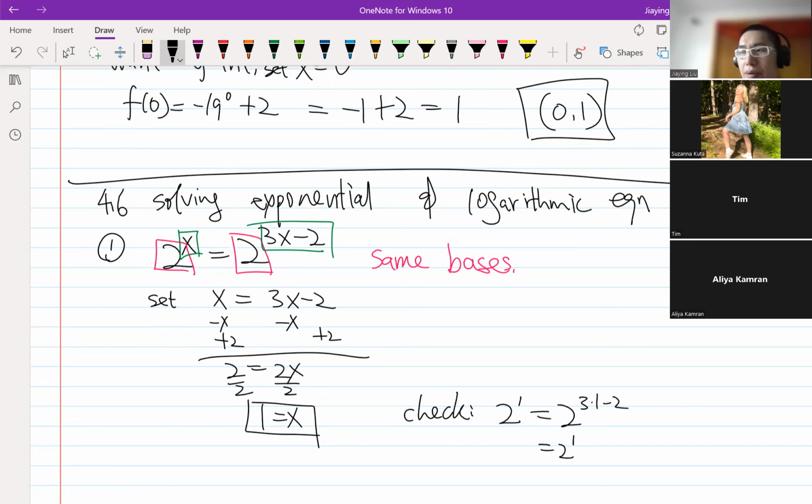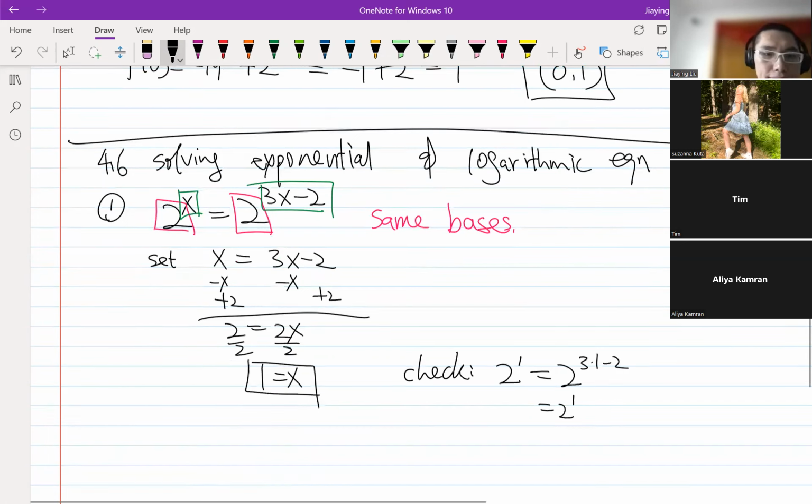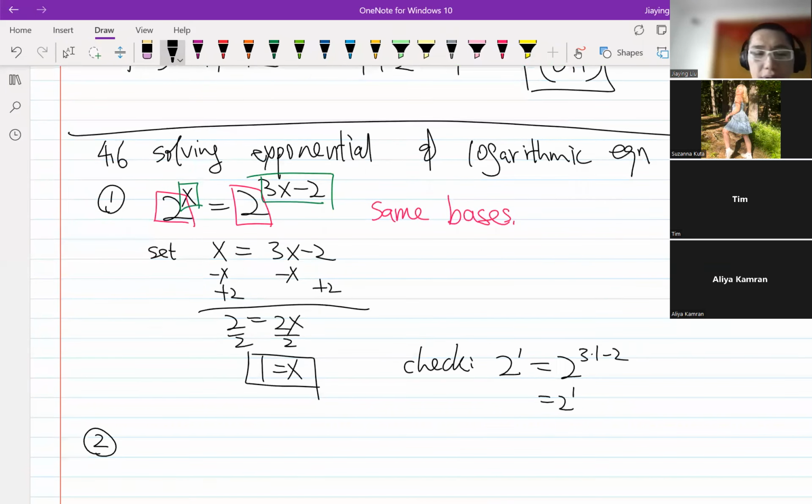Here's a second example. We have 2 to the 5x equals square root of 2. Now this problem looks like the left side is different from the right side if we're just quickly glancing at it. The left side is exponential. The right side is just a number, square root of 2. How do we solve this? Suppose we don't have a calculator to use.